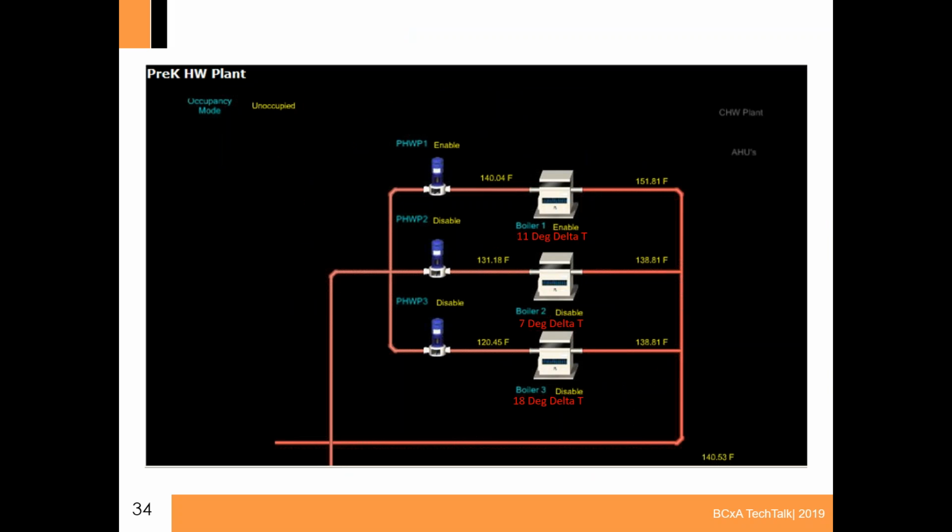This is my favorite. This is a job where we were commissioning an elementary school, and we looked at the boiler plant in another school that we weren't commissioning that we had access to through the control system. And I do that a lot. I just look and see how things are operating. Here's 3 boilers. Boiler 1 is enabled, and 140 going in, 151 going out, 11 degrees of heat is being added. Boiler 2 is disabled, but still 7 degrees are being added. But boiler 3 is disabled, and 18 degrees of heat are being added.